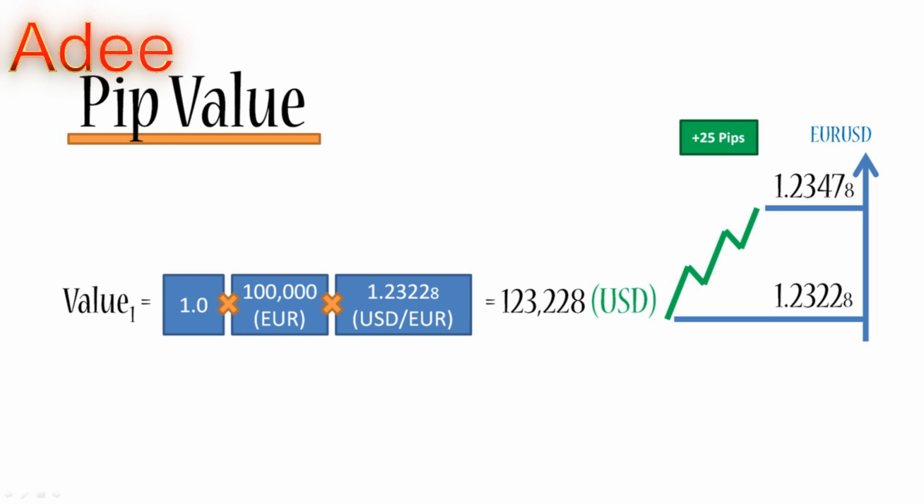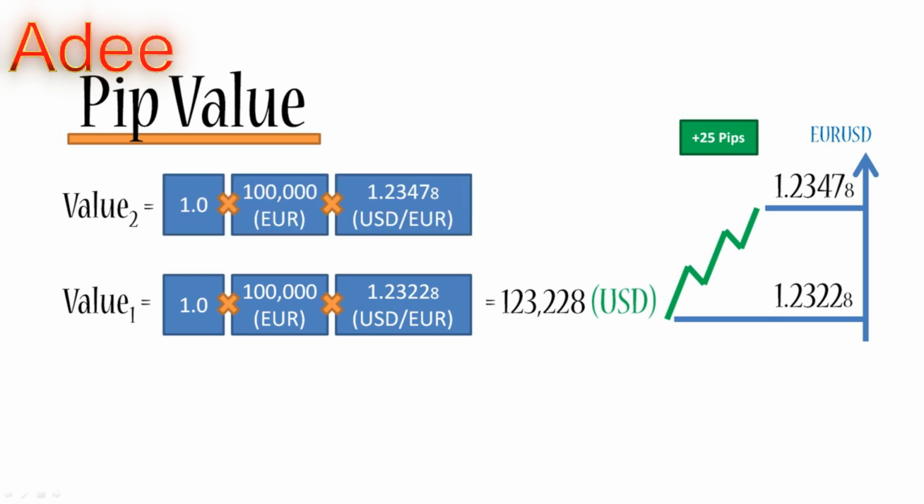Now let's calculate the value at 0.2 at the top. Value at 0.2 is calculated in a very similar fashion. 1 lot times 100,000 euros times 1.23478 dollars per euro. So here we're using the new price. And the new value is $123,478.